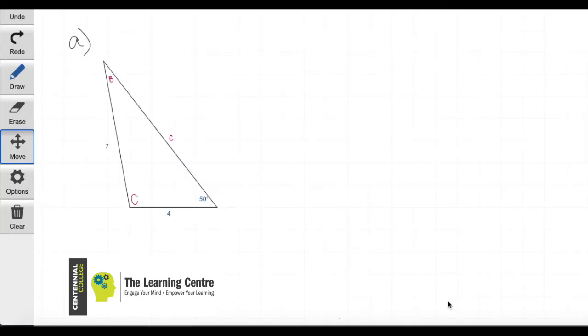We will begin by drawing out our triangle. If you want to recap on how to draw angles so you can draw this 50-degree angle shown on the screen, please refer to one of our previous lessons. We also have our known side lengths of 7 and 4, and so we will call our unknown side little c and our 2 unknown angles big B and big C.